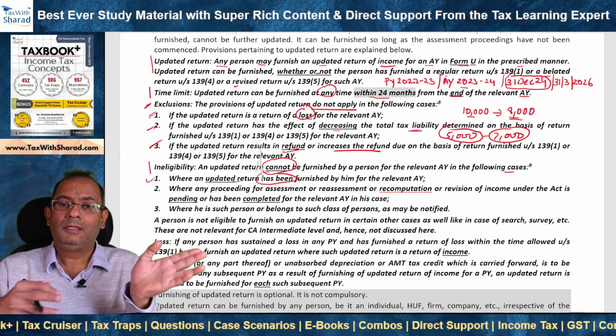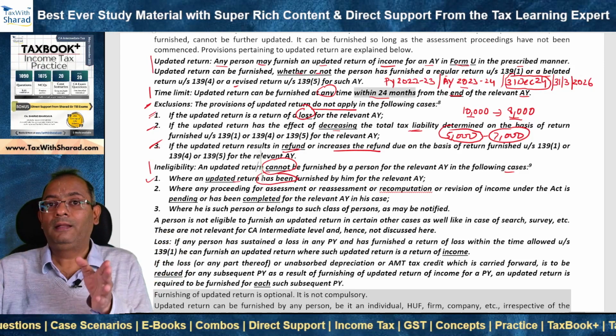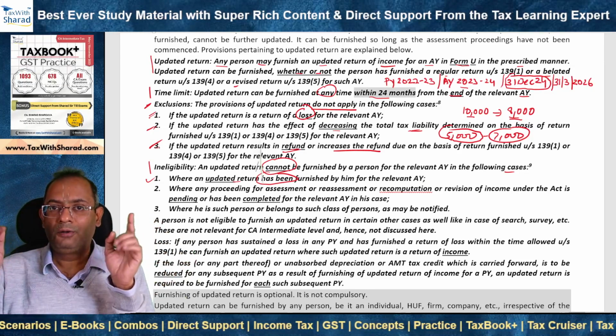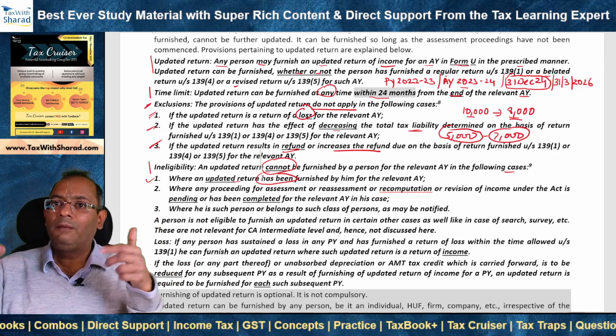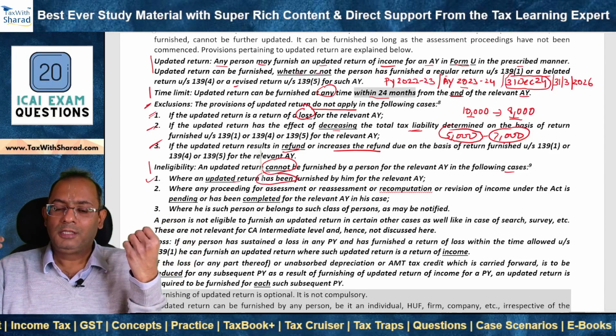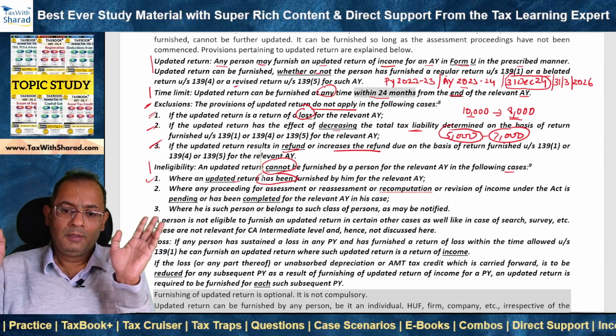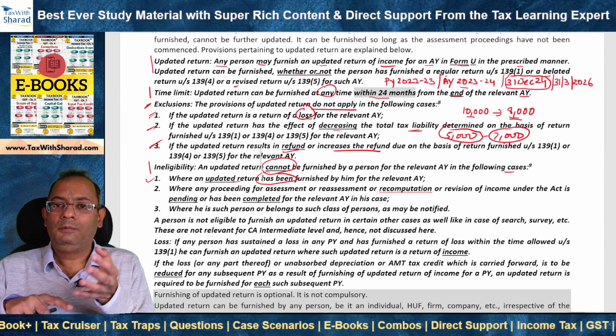It means that once a taxpayer has furnished an updated return, he cannot again update that updated return, right? Because otherwise, the taxpayer may go on updating the return. He may keep on realizing his errors and omissions and mistakes, and this will not bring a quick closure to the proceedings. So that means an updated return can only be furnished once.